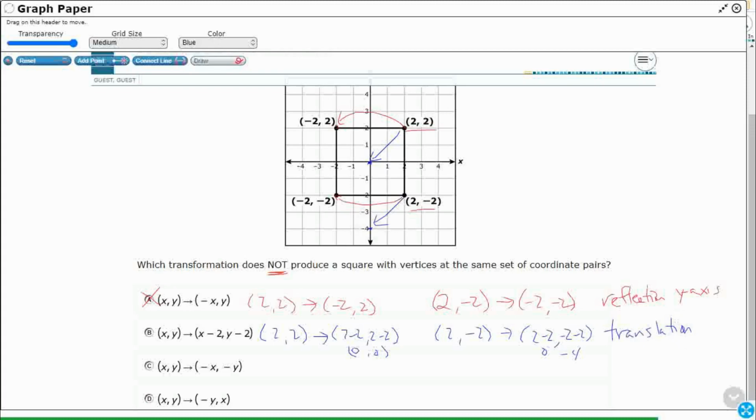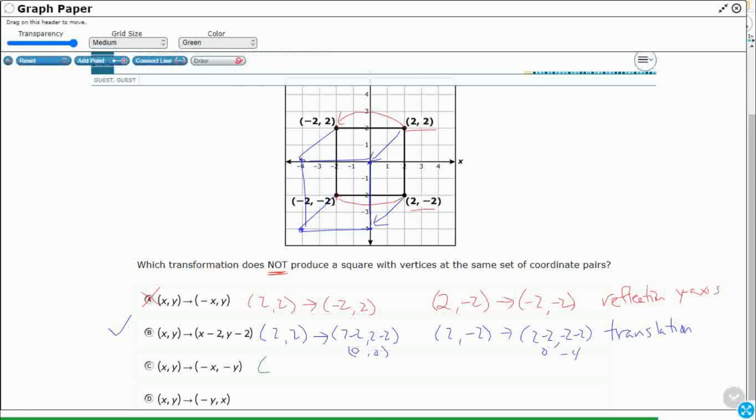I'm moving those two down. This one would go right here, and that one would go right here. And this would be your new square, which makes it now look like a cube. But that is definitely not a transformation that keeps the same set of vertices. That is a transformation that slides it or translates it. So I'm thinking that's my answer, but let's double check.